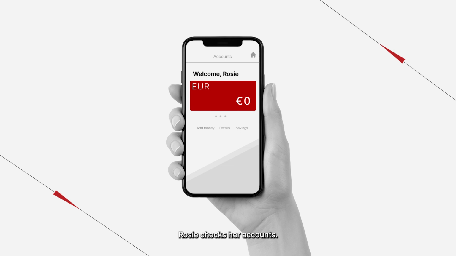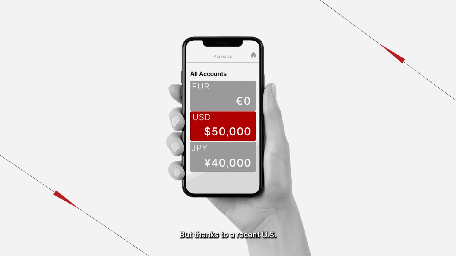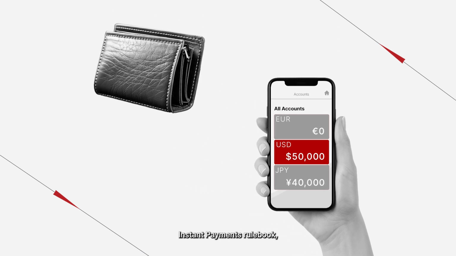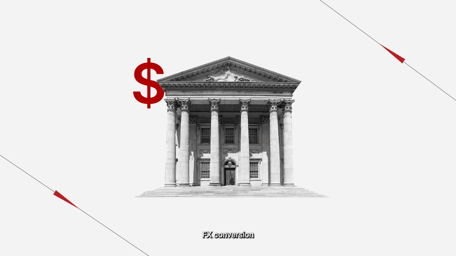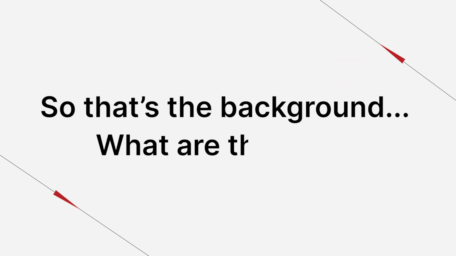Rose checks her accounts. Her Euro balance is empty. She just ran a payroll. But thanks to a recent US sale, her USD account is full. That's good news. Under the SEPA Instant Payments rulebook, Rose can make Euro payments from her non-Euro accounts. The bank, as in you, handles FX conversion behind the scenes. So that's the background. What are the problems?